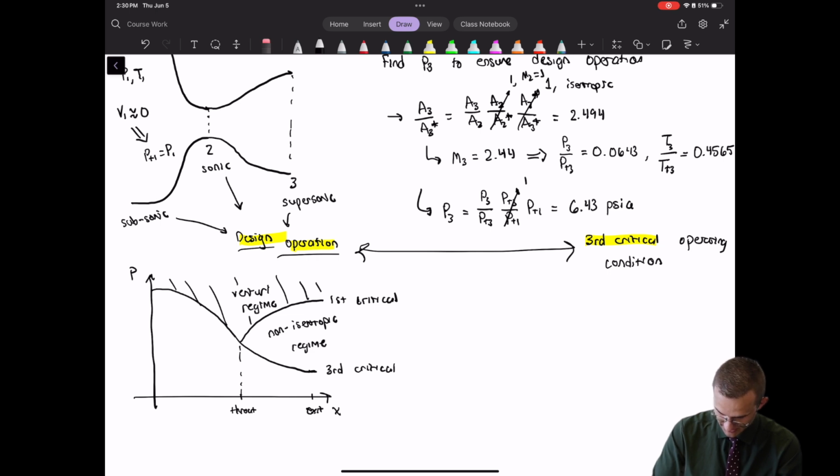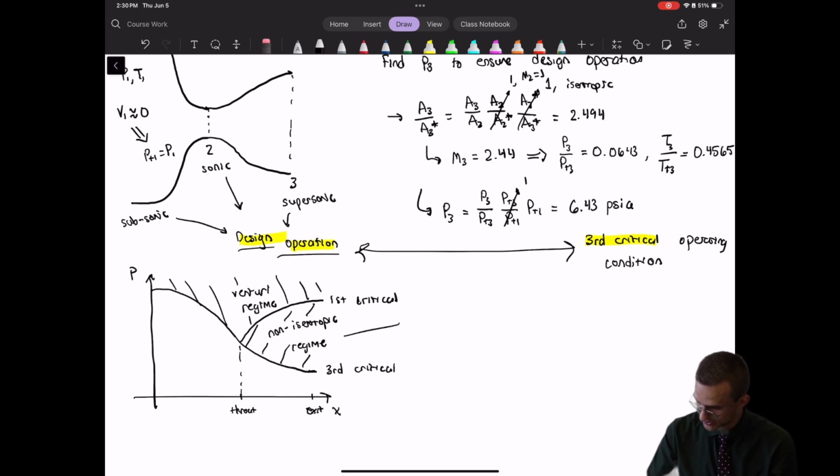And that regime is interesting. We're going to talk about it in detail. Basically what's happening in that regime is that shocks are occurring in the nozzle. Let me change the direction of these so it's more distinct from the Venturi. So we'll do like this. So in there, we have shocks in the nozzle. And we'll talk about that more later.